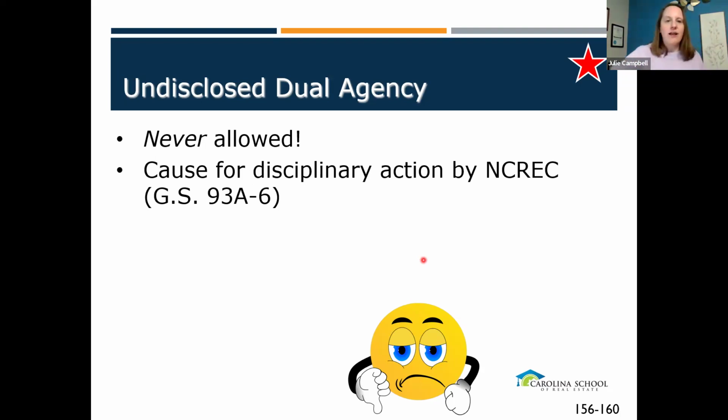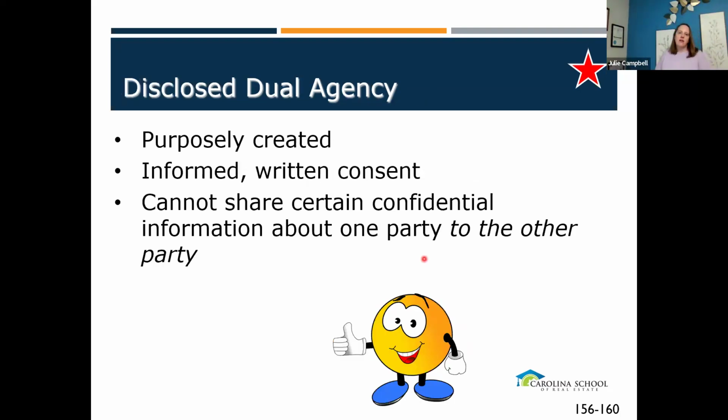So what we want every single time is that dual agency is purposely created. It doesn't just happen. It is purposely created with informed written consent. And understand, even though you're in dual agency, maybe you're a single agent working with both buyer and seller, maybe we're two agents, one of you is working with the seller, one of you is working with the buyer, doesn't matter. I still don't have a golden ticket to share confidential information about one party to the other.